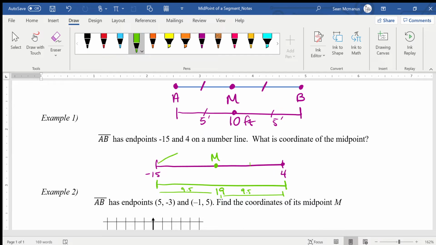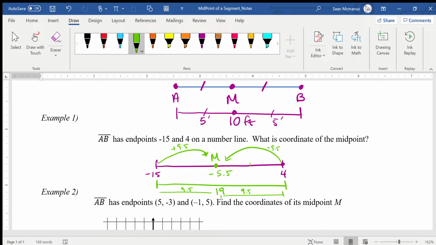So that means to get from there to there, we have to add 9.5. Or to get from there, from 4 to the midpoint, we have to subtract 9.5, and they should end up at the same place. So if I do that, I'll see that I actually end up at -5.5 as my midpoint. So that seems kind of counterintuitive to what we normally do with equations and stuff, trying to figure it out, right?